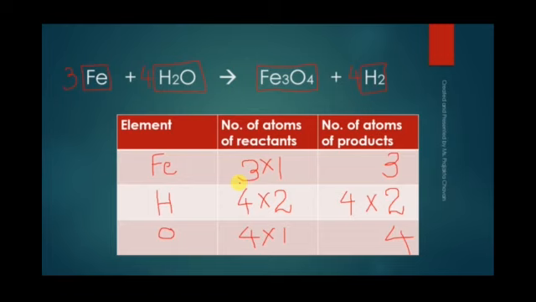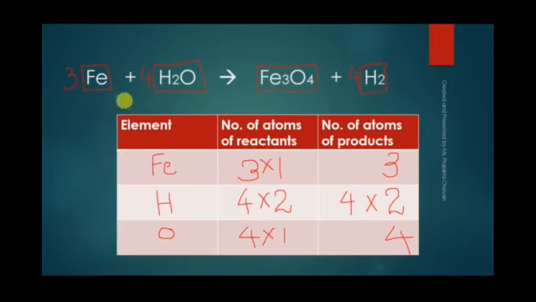Great. Now the fourth step is to actually verify if we have balanced it properly. Let us recheck it. For Fe it is 3, 3, brilliant. Hydrogen: 4 into 2, 8, and 4 into 2, 8, brilliant. For oxygen, 4 into 1, 4, so 4, 4. So it is balanced. So our fourth step is also done.